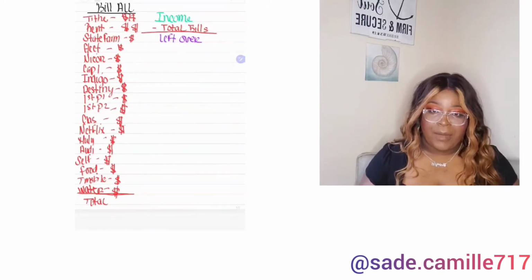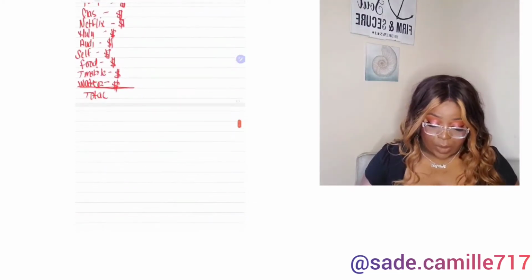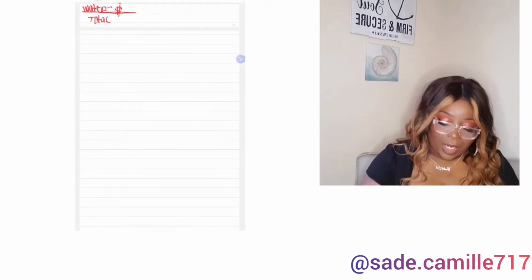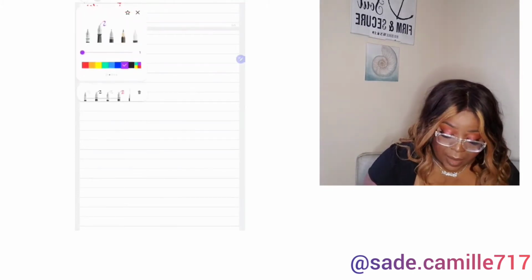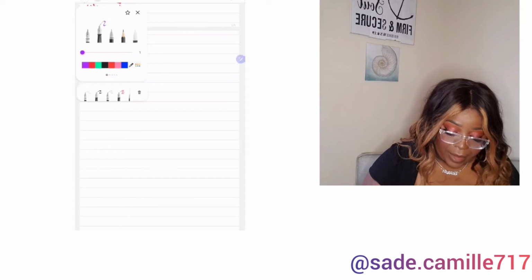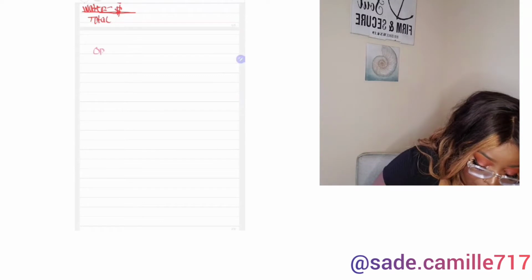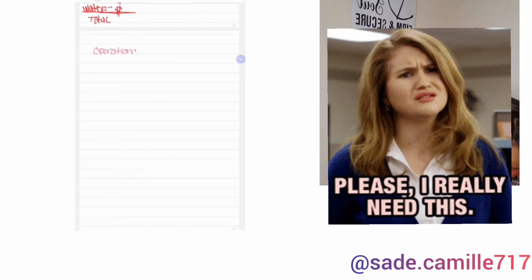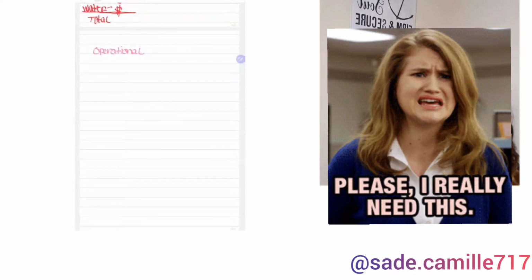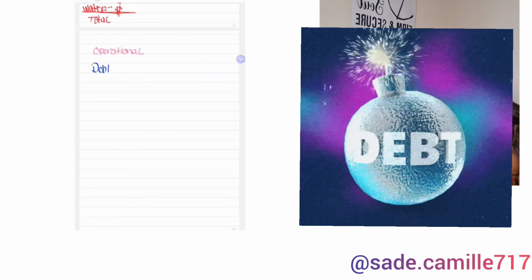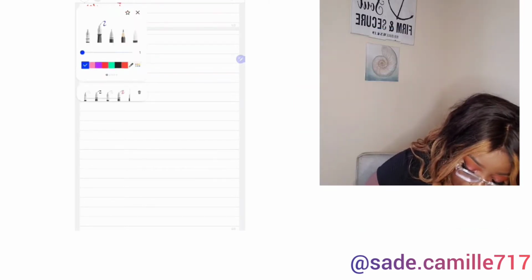Now that we have the main bill list, we're going to scroll it on down, because now we're going to break up our bill list into categories. I've talked about this before. I have three categories for our bills. We have the operational, and that's anything that we need to live. Our next one is going to be our debt.